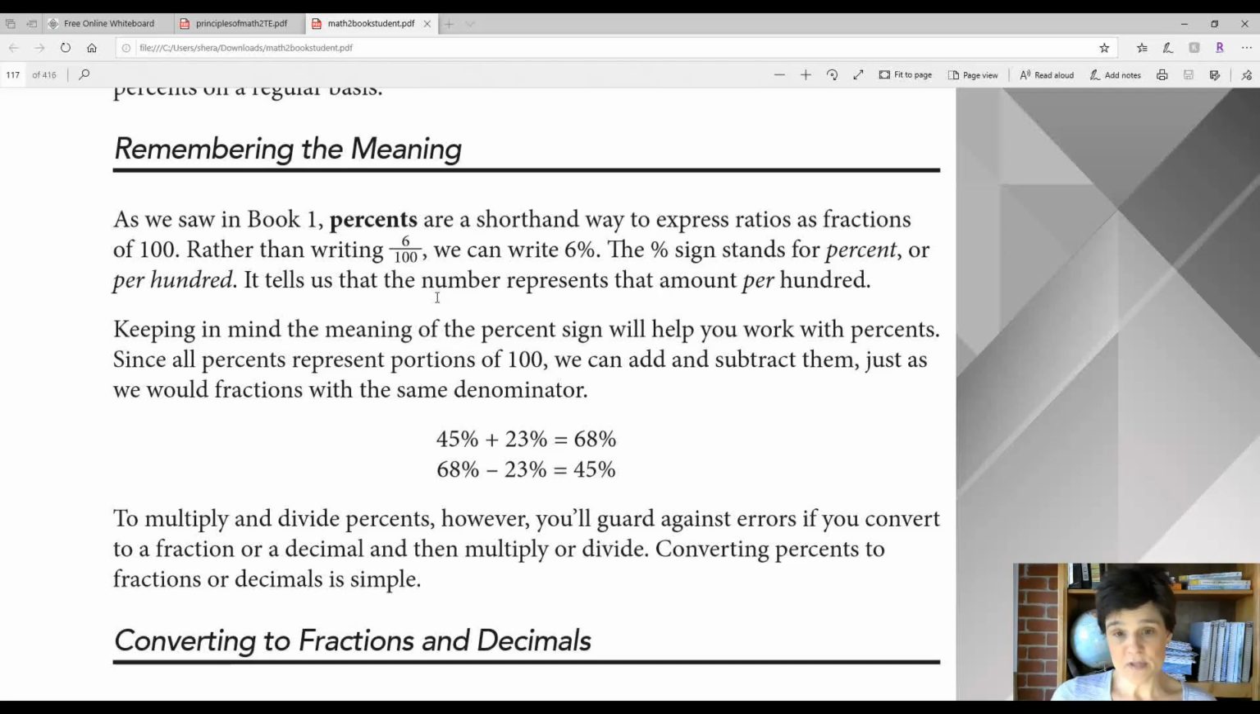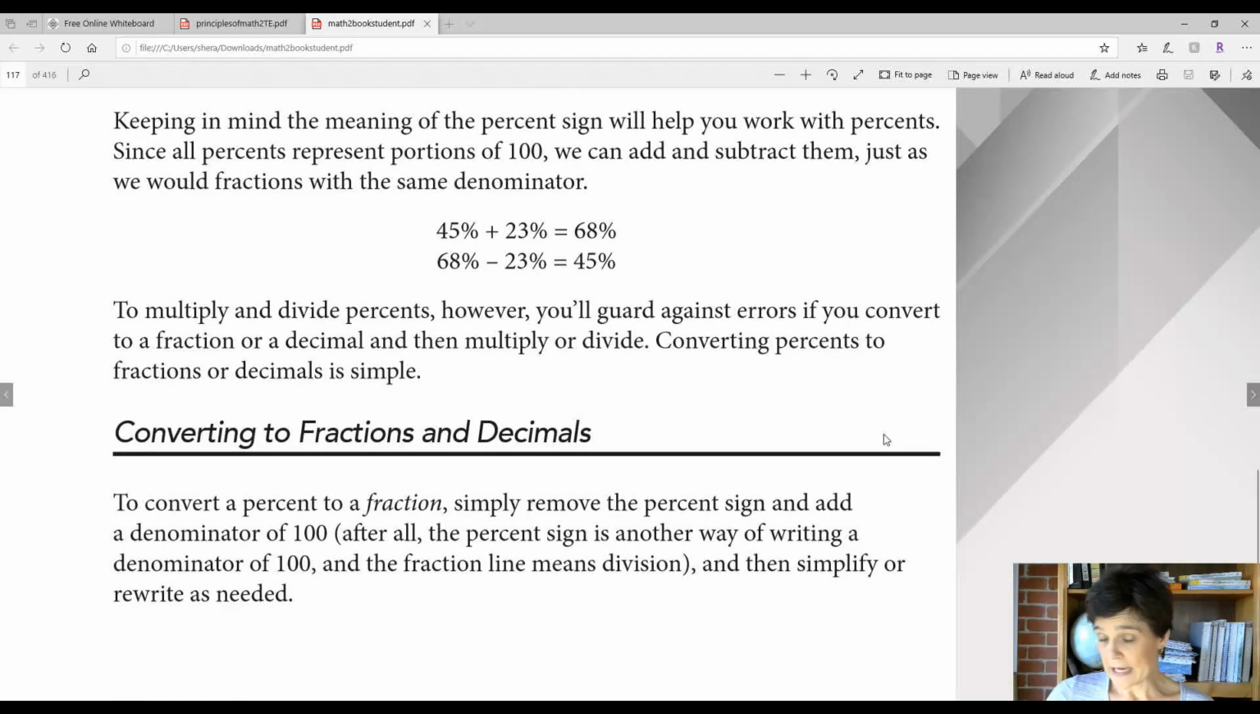Since all percents represent portions of 100, you can add and subtract just like you would fractions with the same denominator. So 45% plus 23% gives you 68%. 68% minus 23% gives you 45%. To multiply and divide percents, however, you'll guard against errors if you convert to a fraction or decimal and then multiply or divide. So converting percents to fractions or decimals is simple.